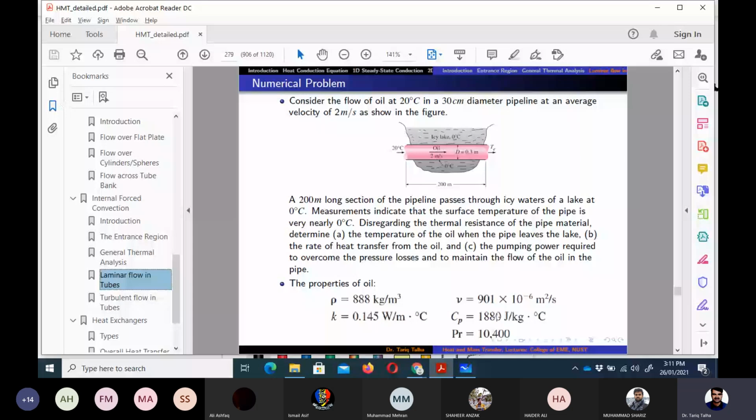Cp value is also given for the oil, and then Prandtl number, you can see it is a very large value, 10,000, because it is oil, so it is very viscous flow. Because Prandtl number is nu upon alpha, for highly viscous flow, Prandtl number would be greater than 1, and for liquid metals, Prandtl number would be less than 1.